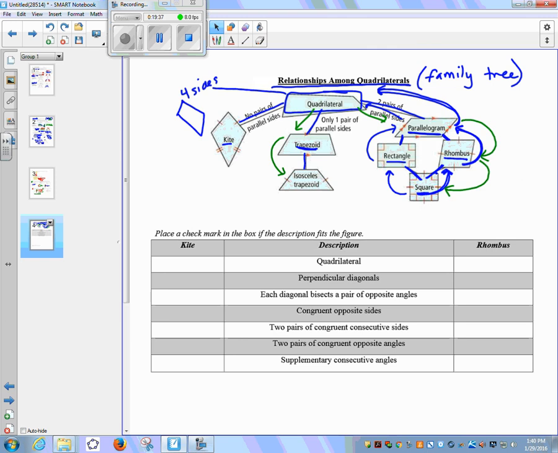The never would come in. A rectangle is never a trapezoid, right? Never. You can't go between branches like that. That would be the never. Okay? All right. This chart down here, see if you can place a check mark and fill out those properties the best you can between kite and rhombus.